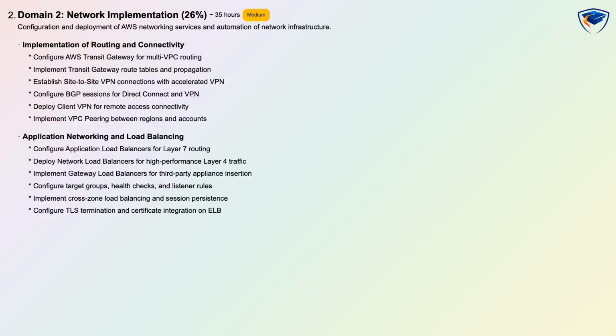including accelerated VPNs and BGP sessions for Direct Connect and VPN. Expect to deploy Client VPN for remote access, implement VPC peering across regions and accounts, and work with Application Load Balancers for Layer 7 routing as well as Network Load Balancers for high-performance Layer 4 traffic. You will also implement Gateway Load Balancers for third-party appliance insertion, configure target groups, health checks, listener rules, cross-zone load balancing, session persistence, and TLS termination with certificate integration on Elastic Load Balancing.